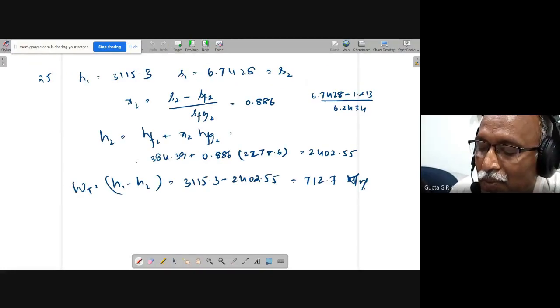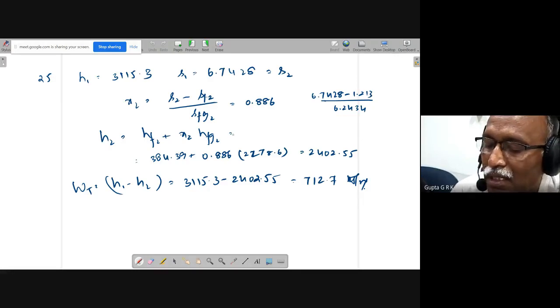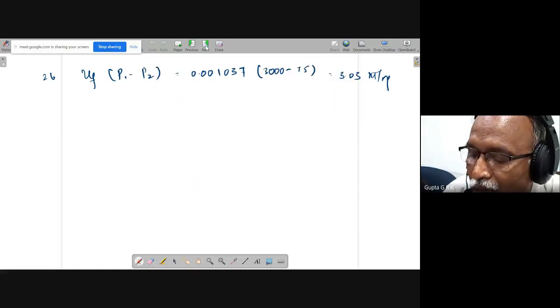So H1 is from the superheated tables, you can find out 3115.3 and S1 you will get, which is equal to S2. Then at the 75 kilopascal, you find out what is Sf and Sfg, and you will get what is the dryness fraction at the exit. And again, at the same pressure, you can find out what is Hf and Hfg. You can find out what is H2. And so the change in enthalpy gives the turbine work, WT is equal to H1 minus H2. So it is a part of the Rankine cycle solution. Only turbine is given. And I think on the pump side also there is a problem.